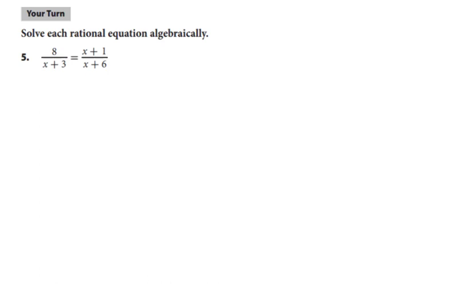Okay, let's go on here. Your turn. Solve each rational equation algebraically. So I'll just go ahead and pause the video, and then you can pause and work ahead and see if you got it right. Okay, your excluded values: x cannot equal negative 3, and also x cannot equal negative 6.